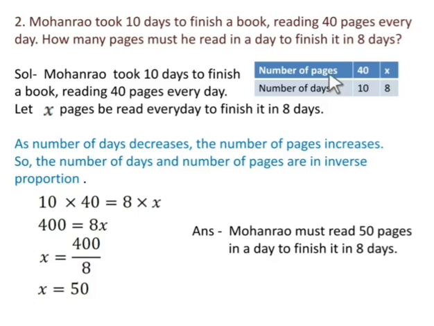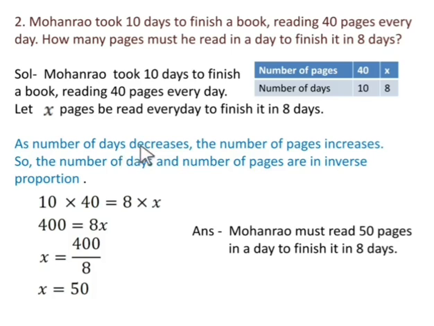Now here, if he has to complete the book in less number of days, he has to read more number of pages daily. That is, this example is of inverse proportion. So first we will write the given part. Mohan Rao took 10 days to finish a book, reading 40 pages every day. This is given. Now let X pages be read every day to finish it in 8 days.